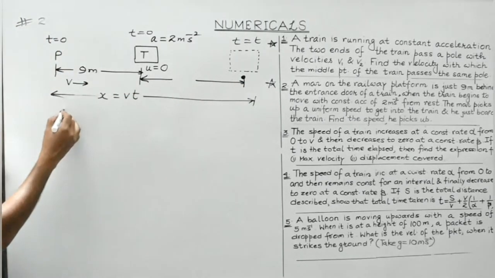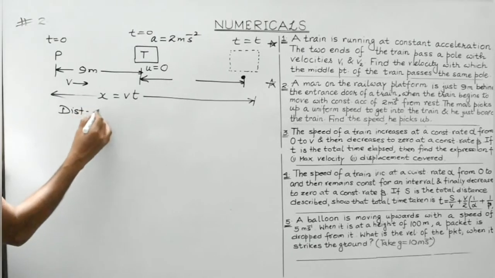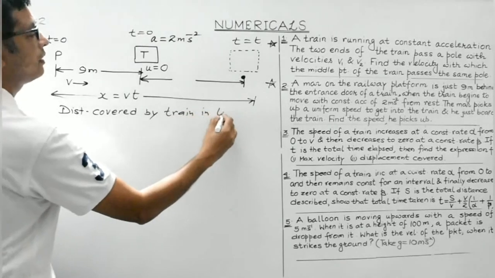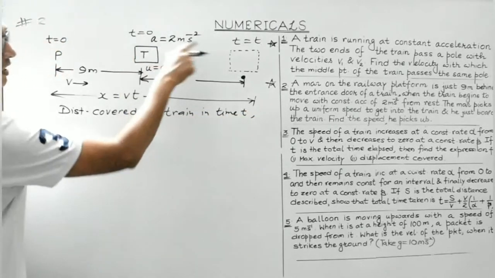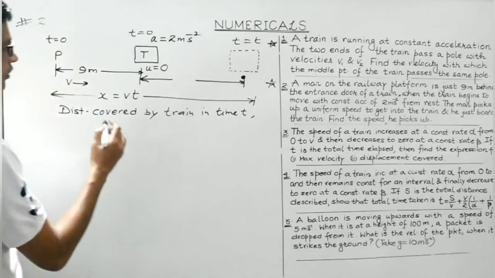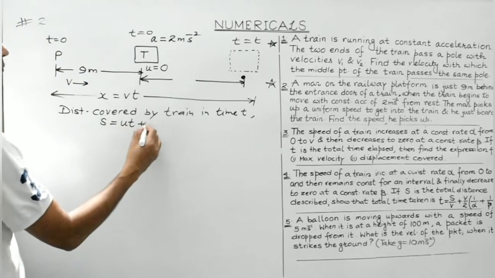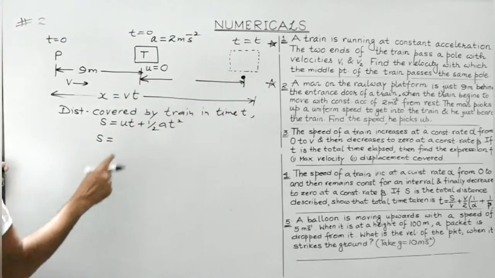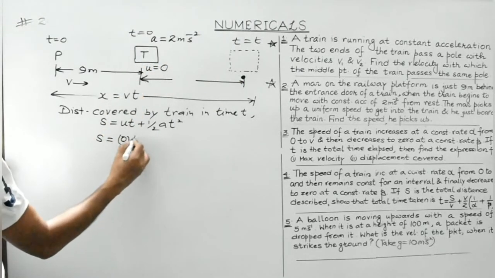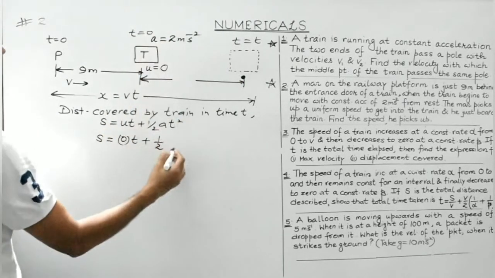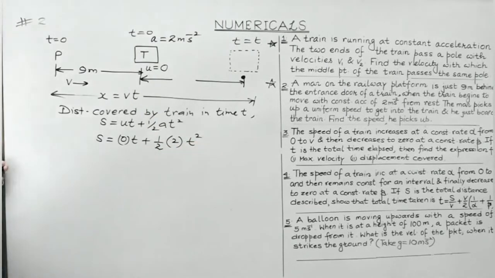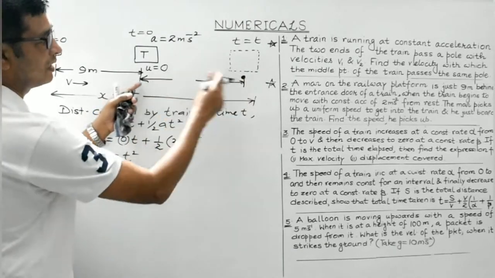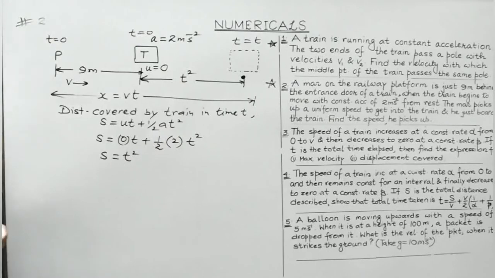So let's find out the distance covered by the train in time t. Remember, the train is in uniformly accelerated motion. So we can make use of this equation, s equals to ut plus half at square. So S would be equal to, this distance would be equal to u. Initially the train is at rest. Half acceleration is given to be 2 t square, right, in time t. So S would be equal to t square. So this distance covered by the train in time t would be t square.